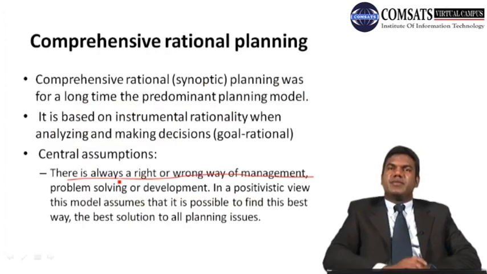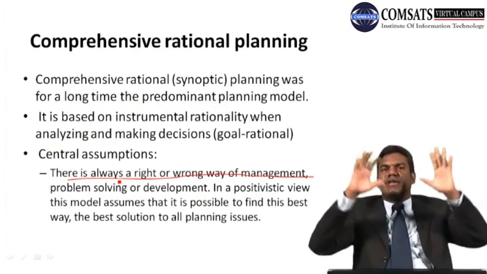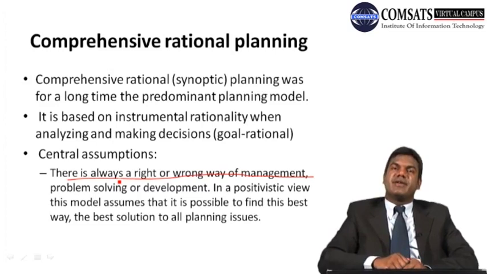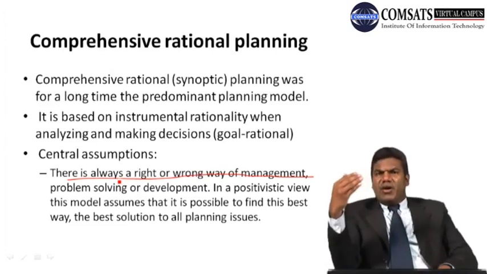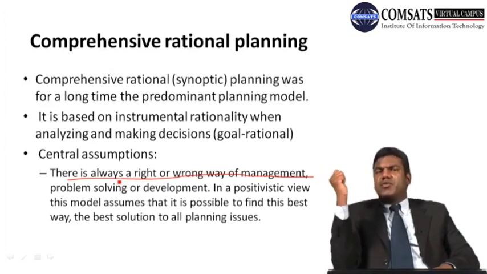Now, if someone asks you, give me one important ingredient or the striking feature ki comprehensive rational planning mein kya hota hai. What are we going to say? Over here, the first factor is people. People are not involved in comprehensive rational planning. But on the other side, अगर हम देखें तो सबसे ज्यादा बर्डन किसके ऊपर है?